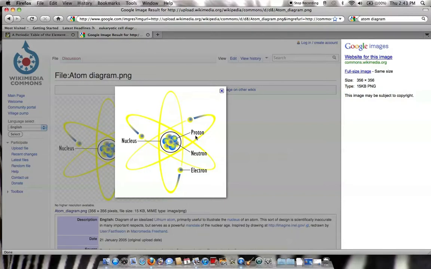The protons are positively charged subatomic particles. Neutrons do not have a charge. Okay, remember, protons and neutrons make up the nucleus of the atom. Electrons move around the nucleus of the atom in what we call orbits. You see how this diagram is showing how these little subatomic particles, the electrons, move around the nucleus?